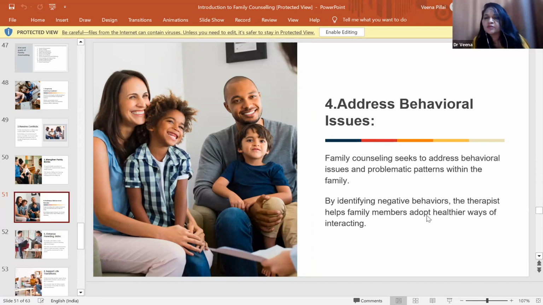Many times there would be certain behavioral issues that happen within the family. Sometimes one person would be very aggressive. There would be some problem with adolescent kids or adolescent children, some behavioral issues, or the person doesn't know how to manage their emotions, and this would in turn impact their behavior within the family. So by identifying negative behaviors, the therapist helps family members adopt healthier ways of interaction.